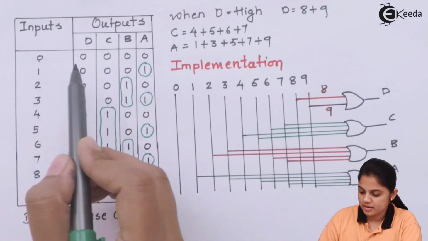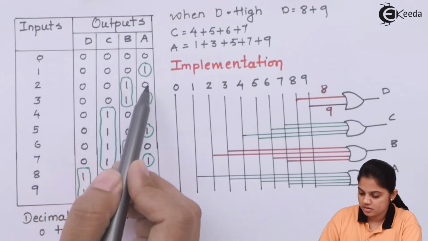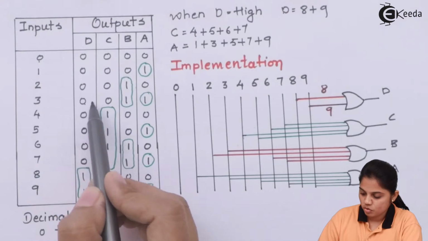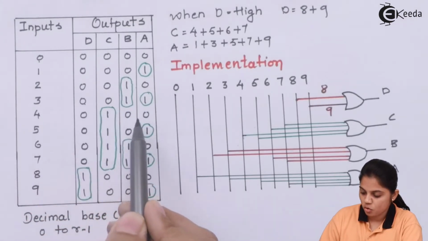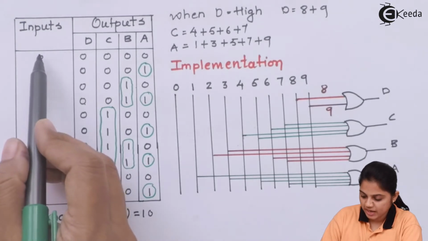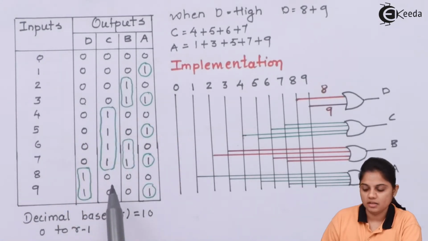The binary format of 1 is 0, 0, 0, 1. The binary format of 2 is 0, 0, 1, 0. For 3 it is 0, 0, 1, 1. For 4 it is 0, 1, 0, 0, and so on. So first you have to write the decimal points and their binary format numbers in the output.